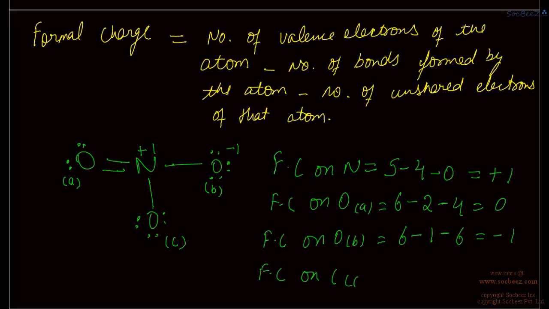And the formal charge on oxygen C is 6, similar to B. 6 minus 1 minus 6 equals minus 1. So we will assign here minus 1 as well. So these were the formal charges on these individual species.